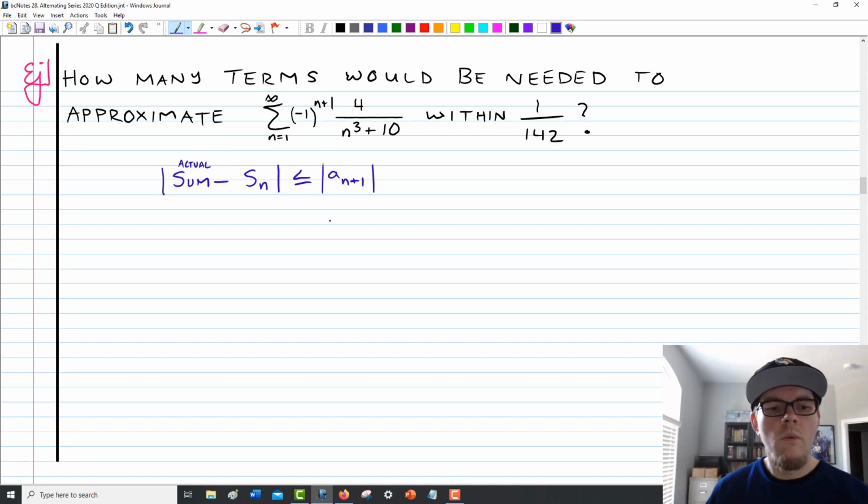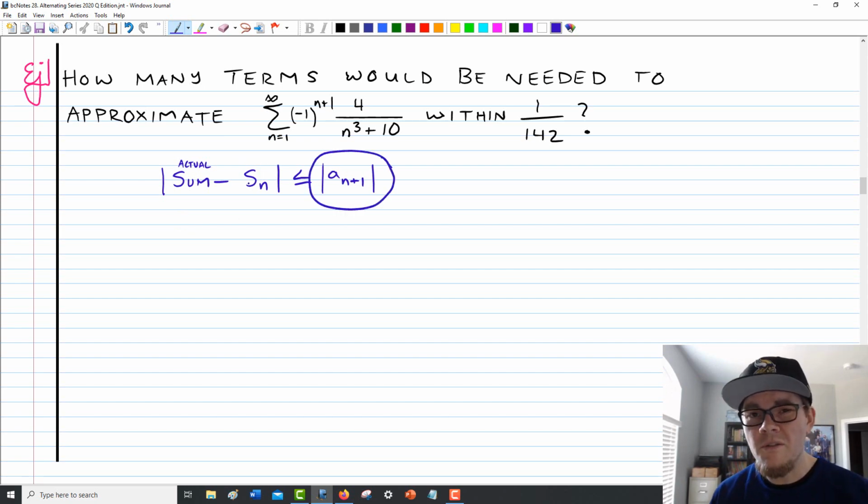So having said that, where we're going to begin is we're going to, of course, be focusing our attention right here. We actually don't care about the partial sum itself. We just want to figure out when the term hits that value that we need.